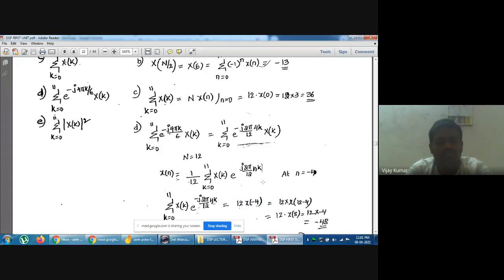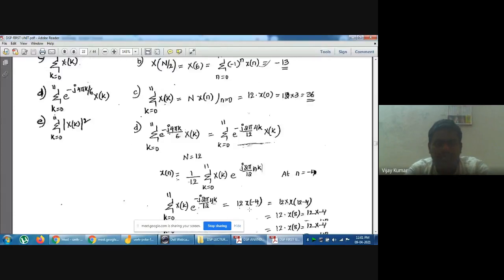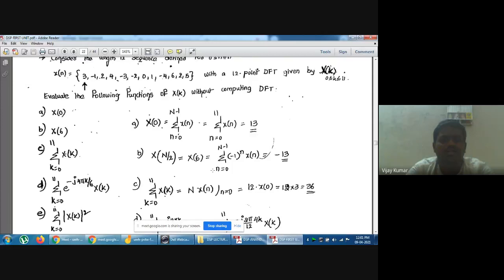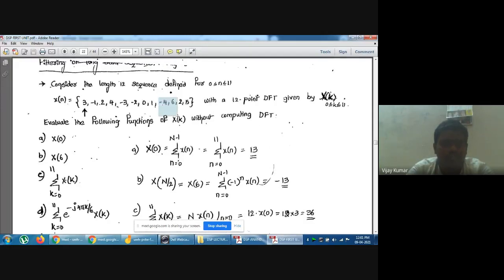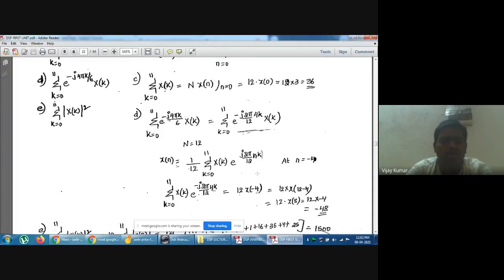X of minus 4 is known to you. What do we do for x of minus 4? x of n minus n, that is x of 12 minus 4. X of 12 minus 4 means x of 8. So what is x of 8 given to you? Minus 4 is given. So 12 into minus 4, you will get minus 48.